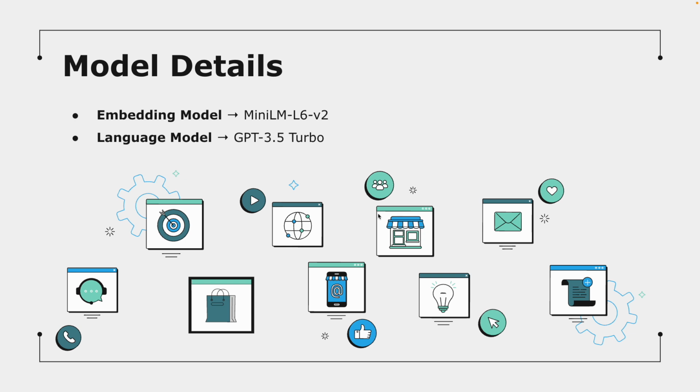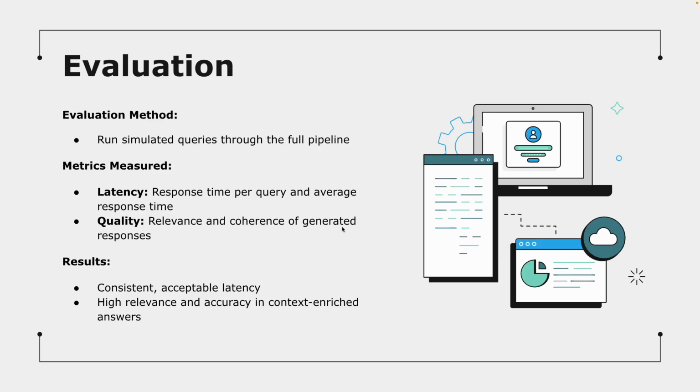As for the model details, I use the embedding model MiniLM L6 v2. As for the language model, I use GPT 3.5 to output the answer. To assess the performance of a RAG system, I implemented an evaluation script that simulates real user interactions by running a set of representative queries through the entire pipeline, from the semantic retrieval to the LLM response generation.